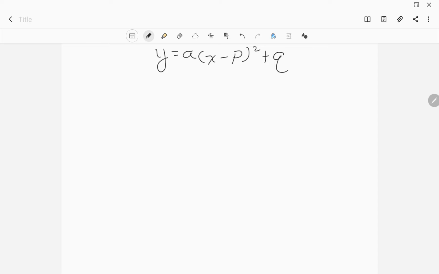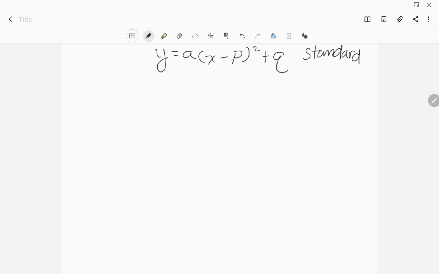The reason we want it in this form, we call this standard form. And the reason why we want this in standard form is because we can get a picture of what the quadratic looks like without actually having to do a table of values or anything like that.